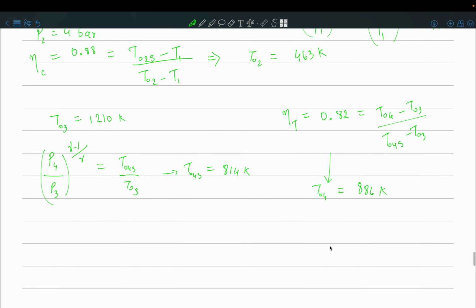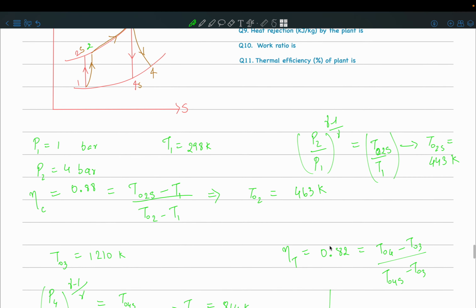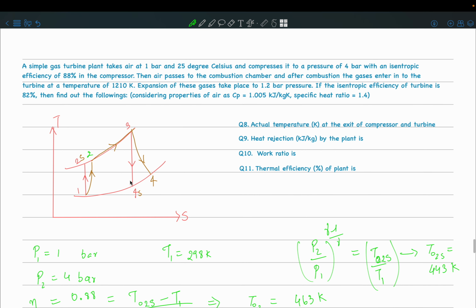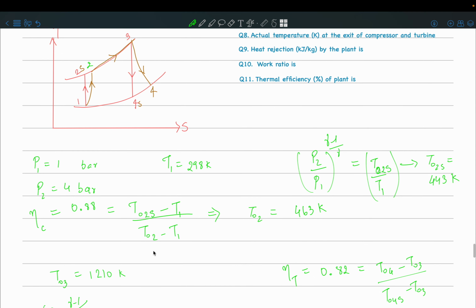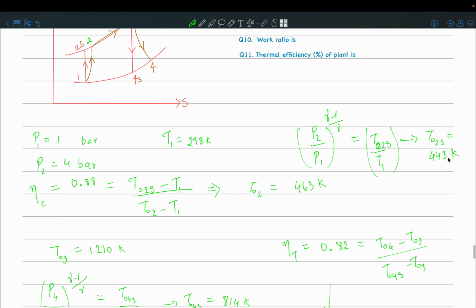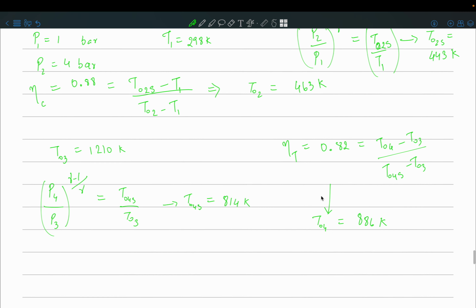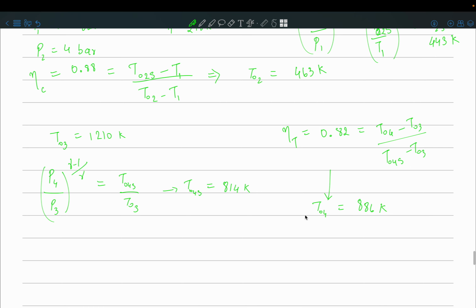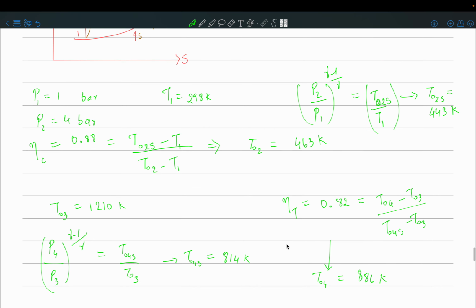Yeah, okay. So now we know all the temperatures and pressures. Question 8 was to calculate the actual temperature. So what is the actual temperature? It is not the S condition. If you have calculated T02S, that is the ideal temperature. The actual temperature is T02. So this is the answer for the actual compressor outlet temperature, T02, and the actual turbine outlet temperature, which is T04. So this is the answer.